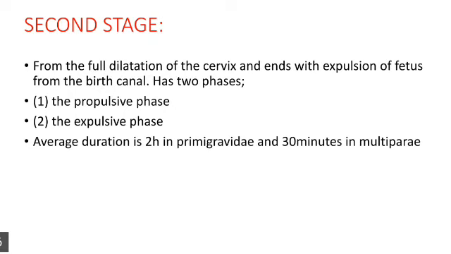Second stage of labor. It starts from the full dilatation of the cervix and ends with the expulsion of the fetus from the birth canal. It has 2 phases, the propulsive phase and the expulsive phase. The propulsive phase begins with the full dilatation up to the descent of the presenting part to the pelvic floor. The expulsive phase is distinguished by the maternal bearing down efforts and ends with the delivery of the baby. The average duration is 2 hours in prima gravida and 30 minutes in multipara.